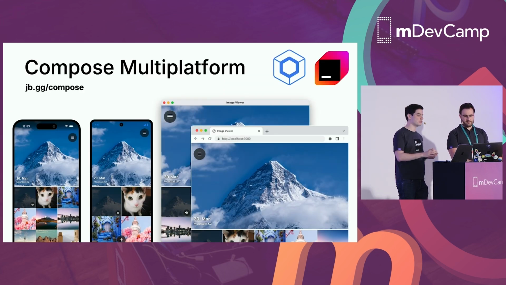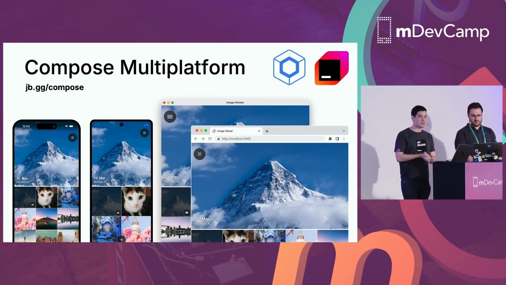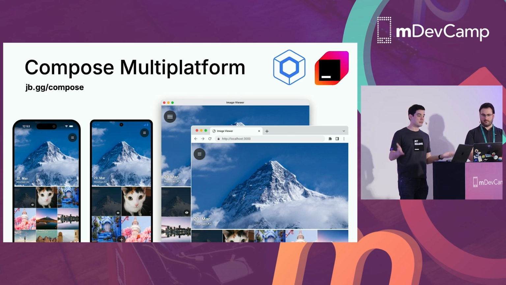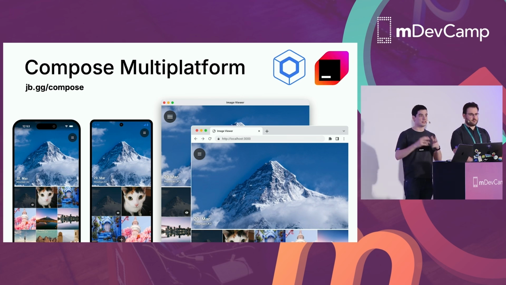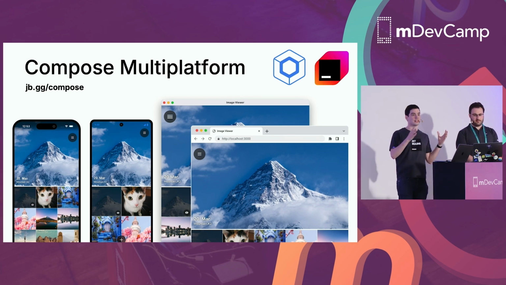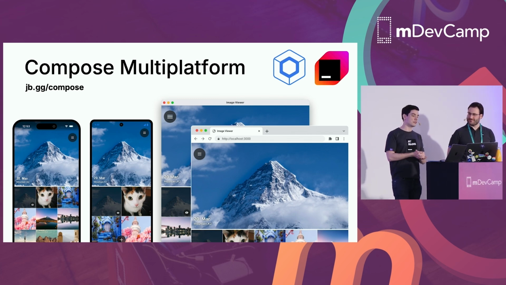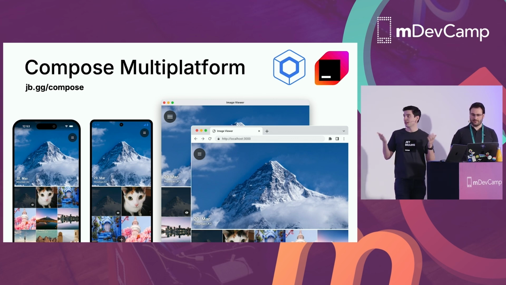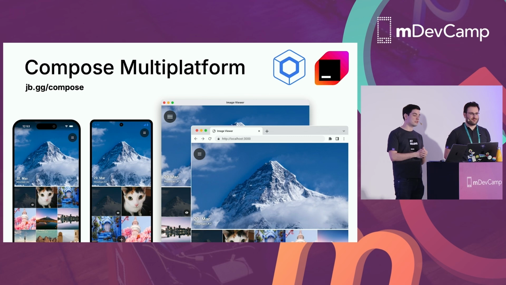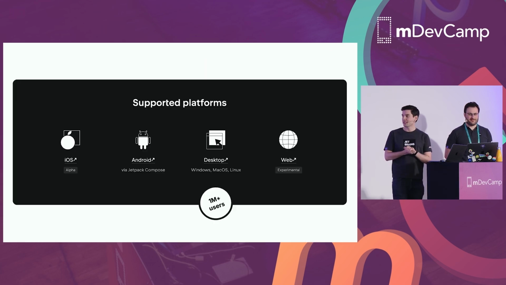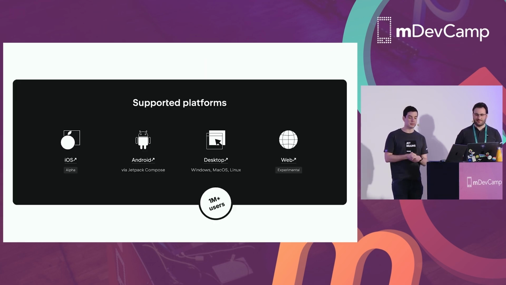with Compose Multiplatform. Compose Multiplatform is a UI framework by JetBrains, which allows you to write UI in Kotlin code and then compile it to multiple platforms. This is all built on top of Kotlin Multiplatform. This is an extension of Google's Jetpack Compose, which allows you to write UI on Android, but this time you get to do it for all the platforms. More specifically, these are our supported platforms.